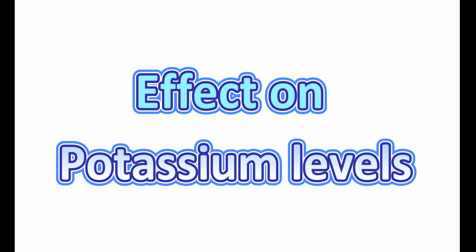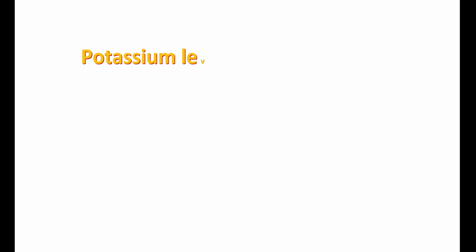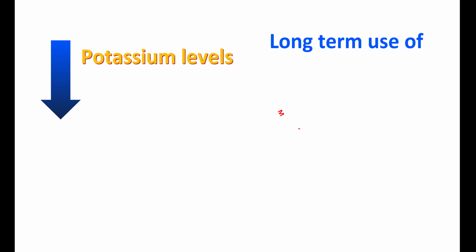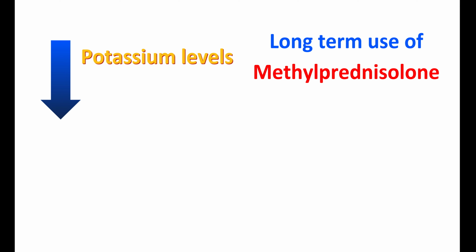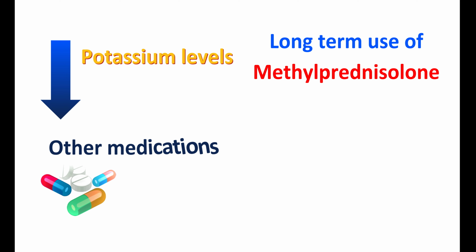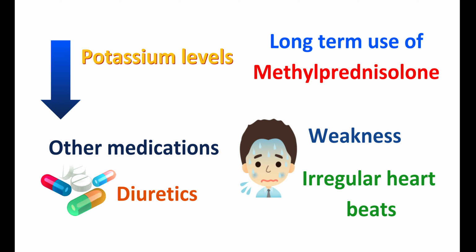Effect on potassium levels. Potassium levels may be reduced with long-term use of methylprednisolone. This may be more pronounced when you take other medications like diuretics that reduce potassium levels in the body. Low potassium may result in weakness and irregular heartbeats.